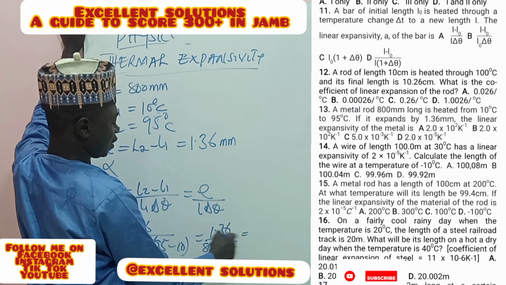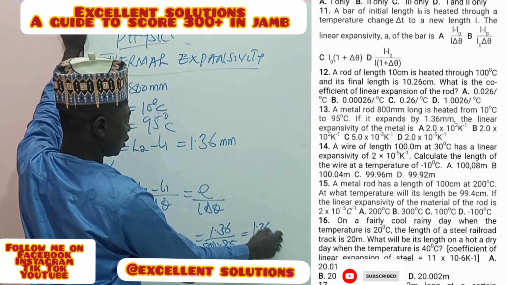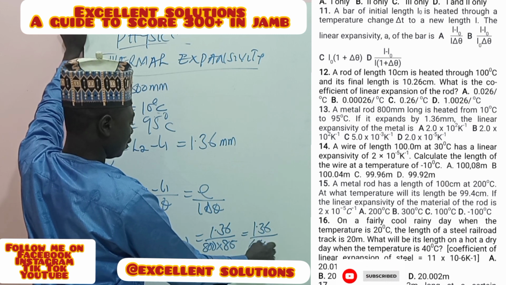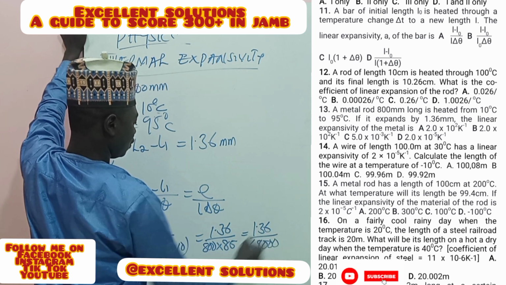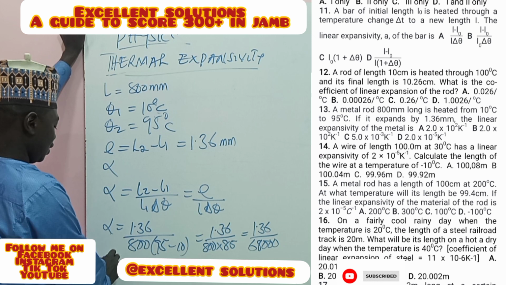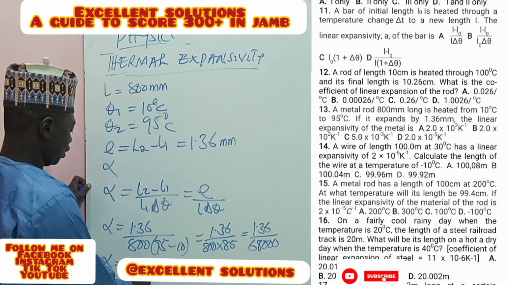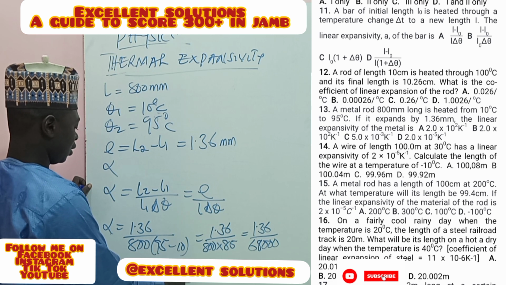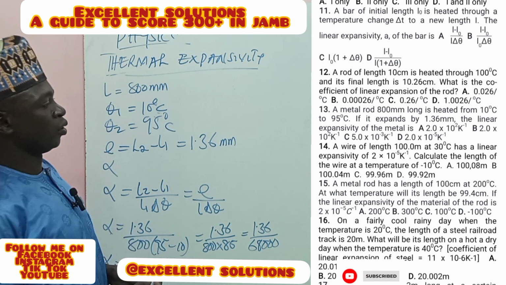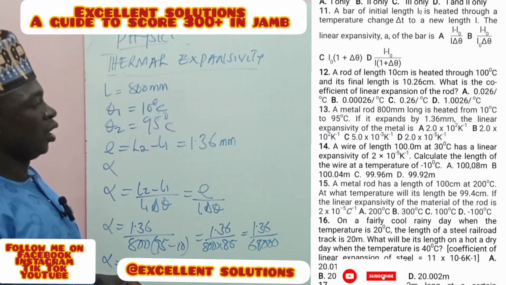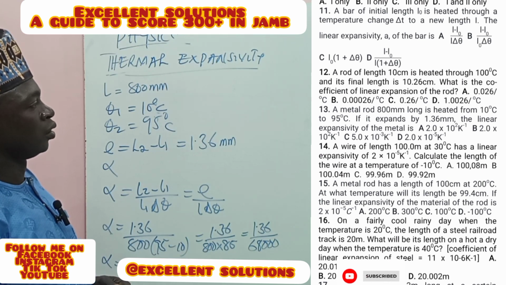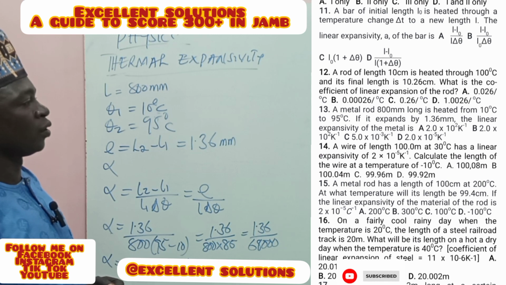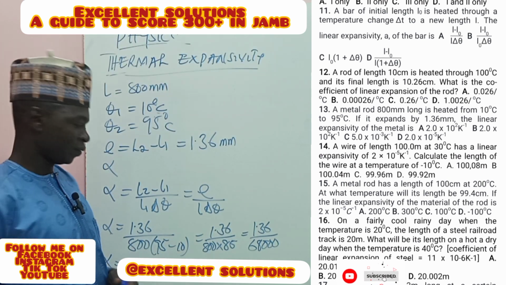So this is now the same as 1.36 divided by 68000. And if we divide this, alpha equals 0.00002 per Kelvin. And if we look at our options, we have it in option D, we have 0.002 per Kelvin.